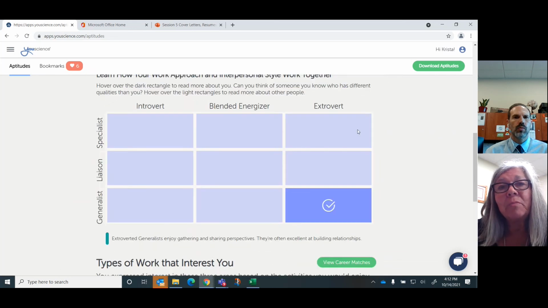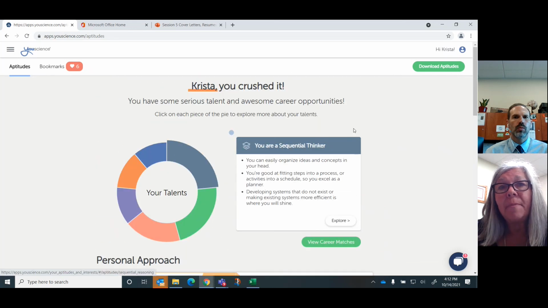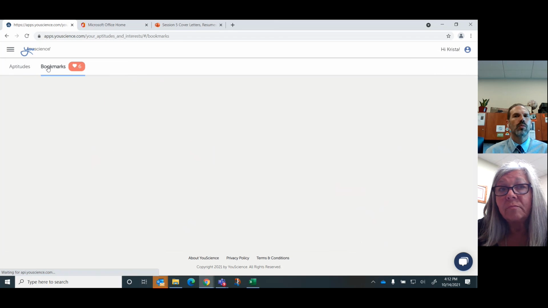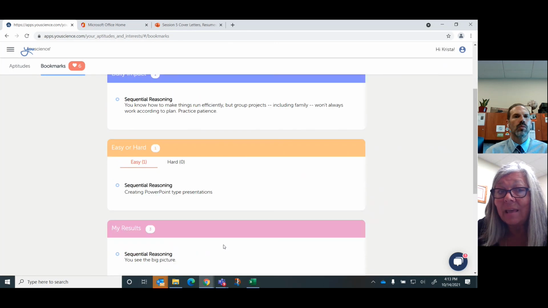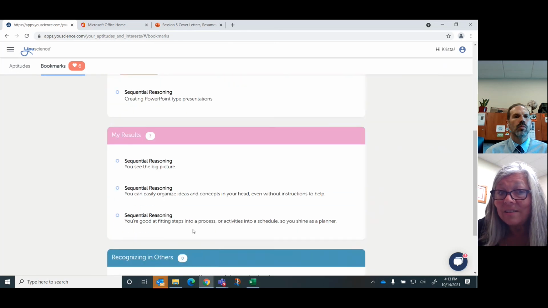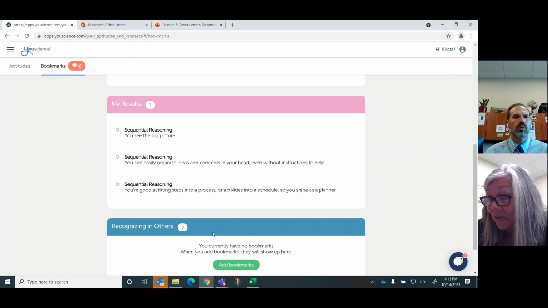So as we move on, I'm going to scroll back up and I'm going to look at the things that I've bookmarked. And I bookmarked some things for sequential reasoning, the daily impact, something that's easy for me, my overall results, what I recognize in others. So this is something that's a great tool as you begin to work on college essays, or you are preparing for a job interview, writing a cover letter, writing a resume that you can use.